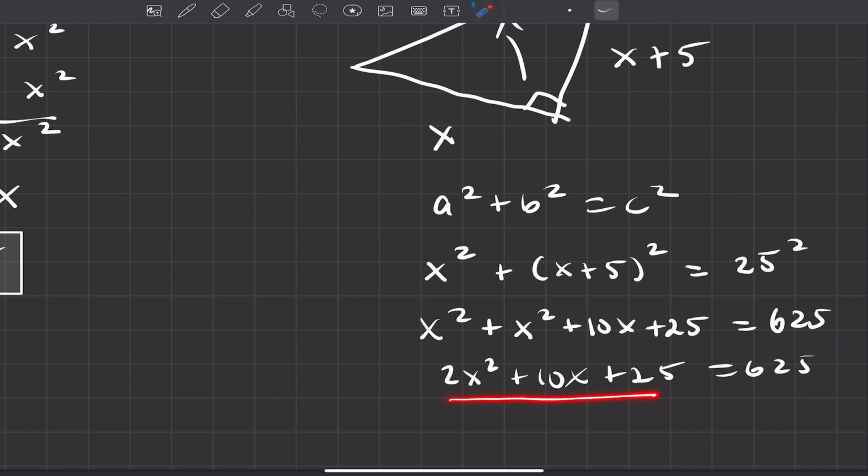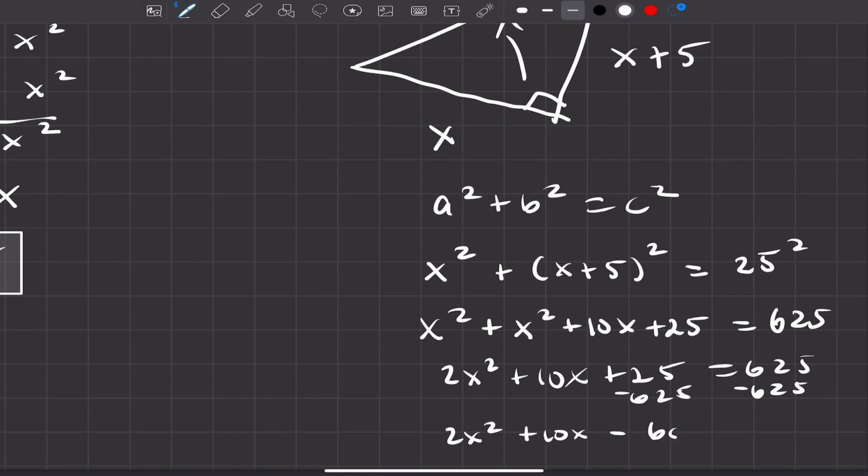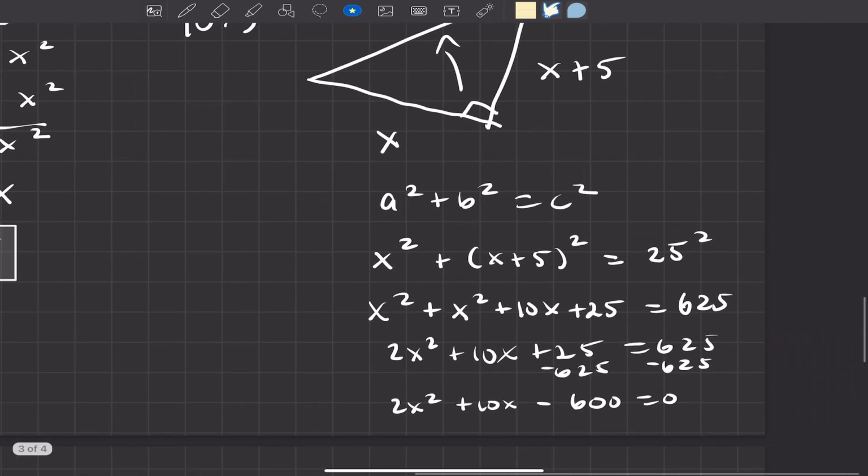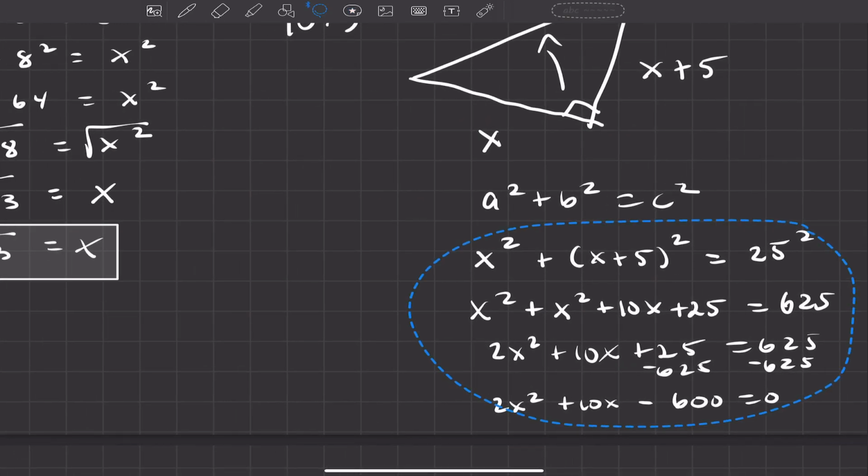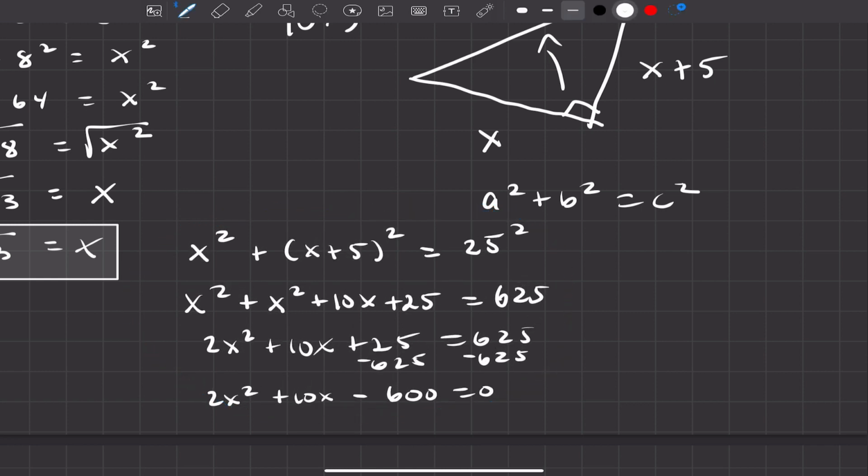It looks like this is in the form ax squared plus bx plus c, but I am solving for x. You need to make sure that one side is 0. So I'm going to subtract both sides by 625. So you get 2x squared plus 10x minus 600 equals 0. Then I'm going to look at 2, 10, and negative 600. What goes into 2, 10, and negative 600 at the same time? Well, 2. So I'm going to factor the 2 out. You should get x squared plus 5x minus 300 equals 0.